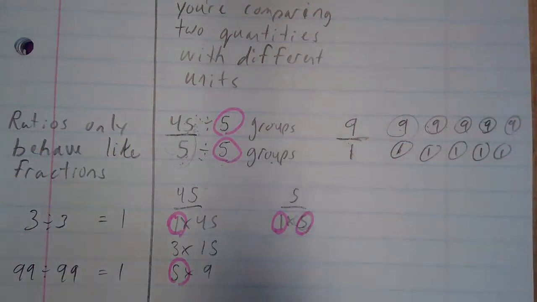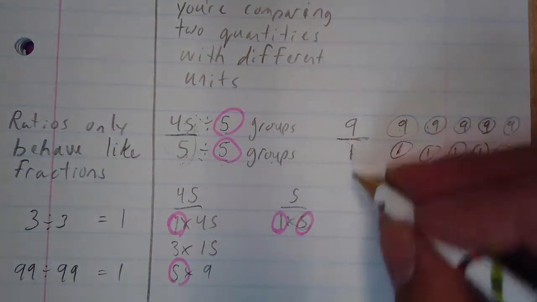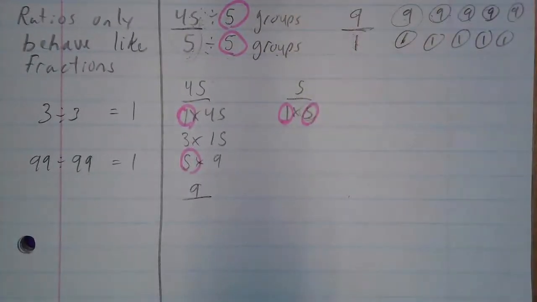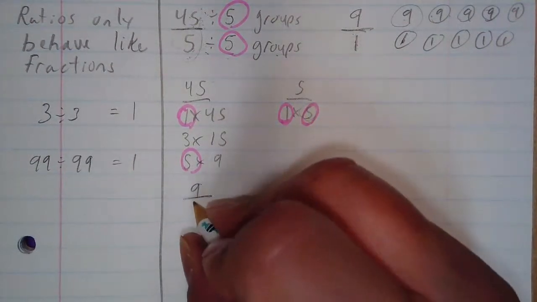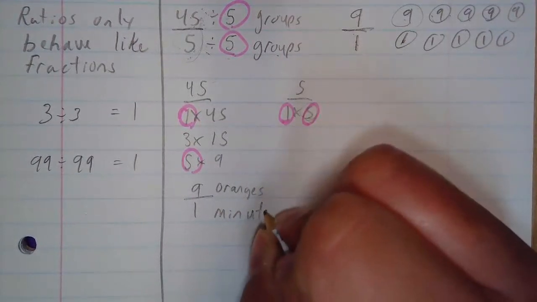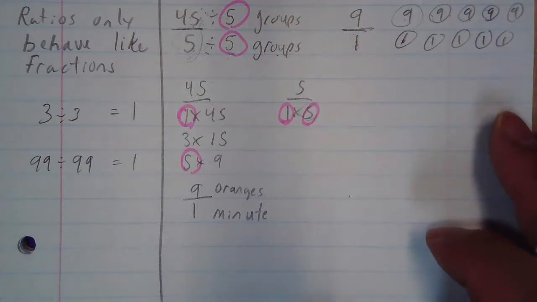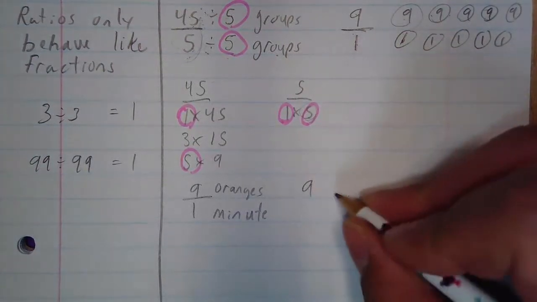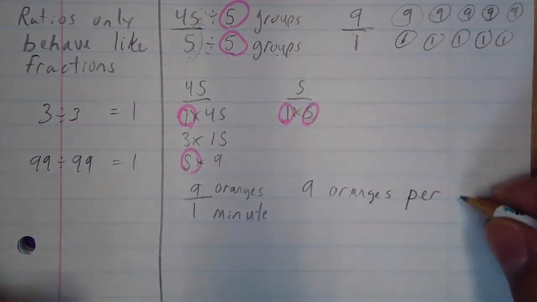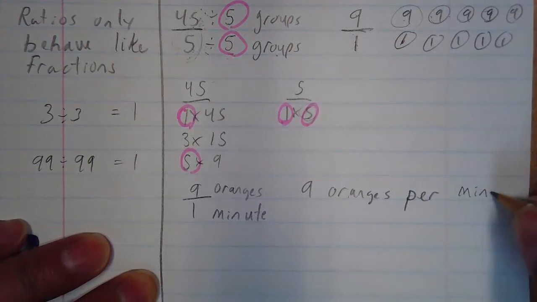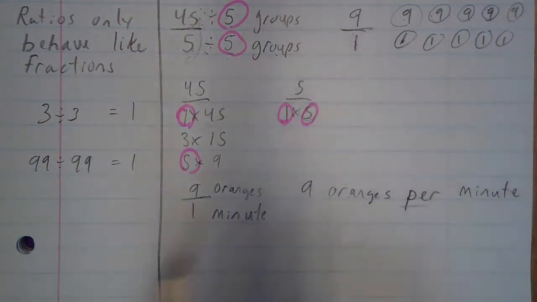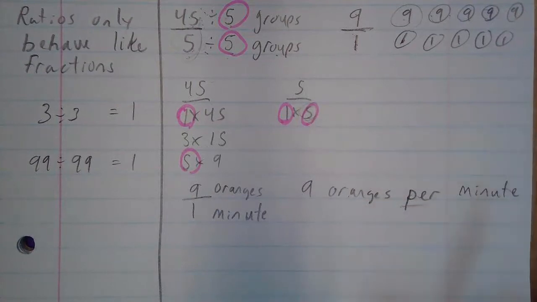So this means, and again, now you have to write a sentence out of this. I'm going to rewrite the ratio, or the rate, excuse me. Well, it's also a ratio, but it's a special kind of ratio. This is a rate. 9 oranges per minute. And you see me use that word per? Now, you notice I didn't say per 1 minute? By definition, this word per means 1. 9 oranges for every 1 minute.